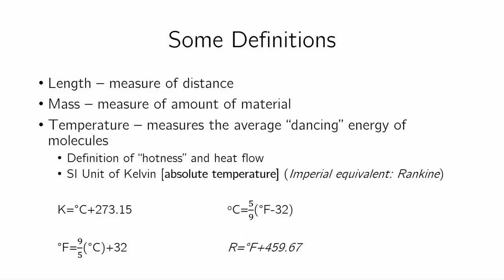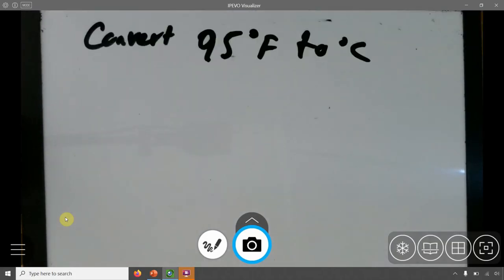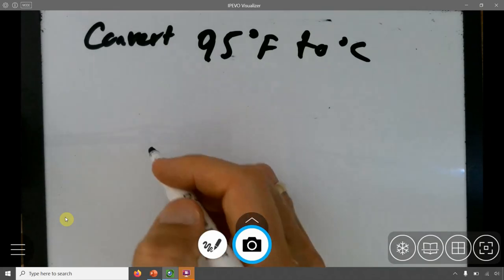Let's do another one. Let's try to convert a temperature that we see in this town much more: 95 degrees Fahrenheit to Celsius. So convert 95 degrees Fahrenheit to Celsius.